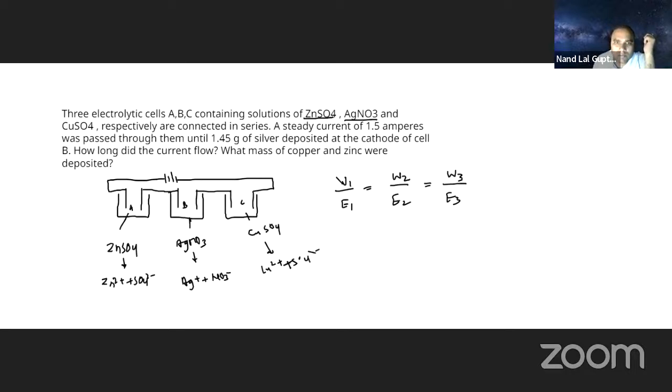A little bit it is not properly working. The pen is not working. Okay.